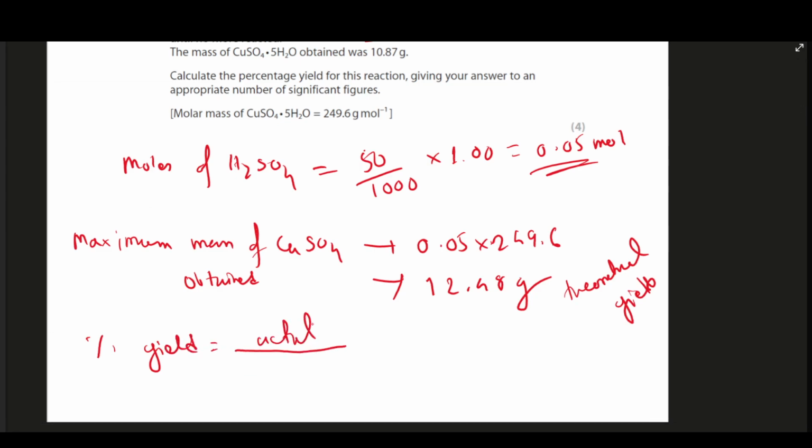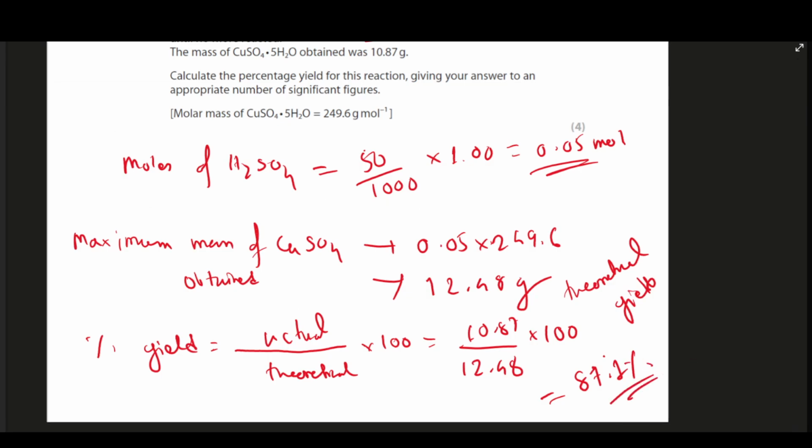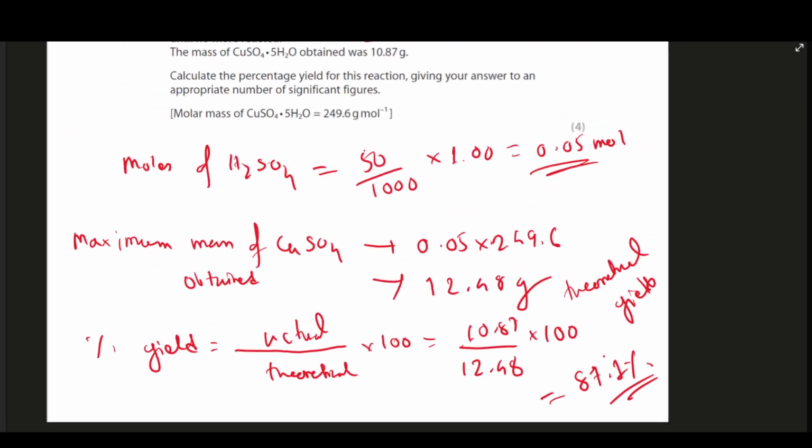Actually it's the opposite. Actual divided by theoretical. Did you get it? You made the opposite mistake. Actual divided by theoretical times 100. So it's pretty simple, right? So 12.48 and above you got 10.87 times 100. Eventually you're going to get about 87.1%, I believe. That is the answer, the percentage yield of this one. Did you understand, Ilham?